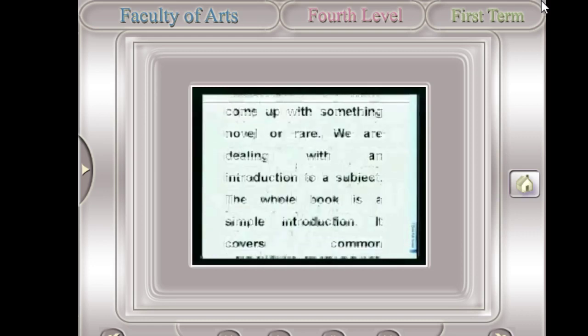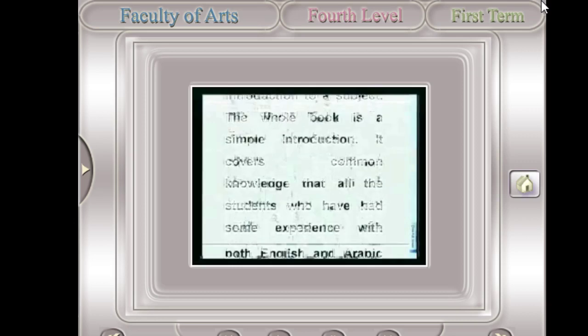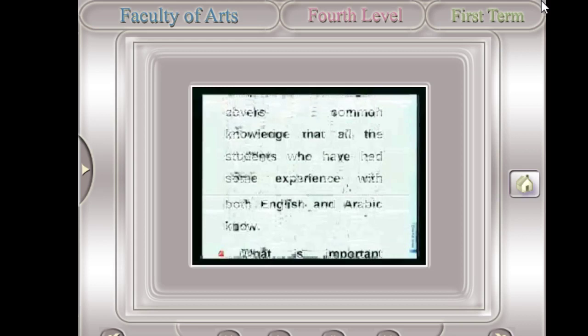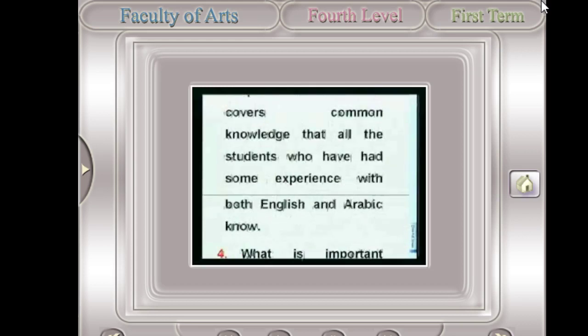We are dealing with an introduction to a subject. The whole book is a simple introduction. It covers common knowledge that all the students who have had some experience with both English and Arabic know. Now, up to now, we say here, there is nothing new. We need the students to think about what they know about English and Arabic, and of course they've been studying English and Arabic for some time. We need them to study, to observe, to select, to show us the skills of dealing with the two languages and whether they have this kind of linguistic sense or not. They can develop this kind of sense.